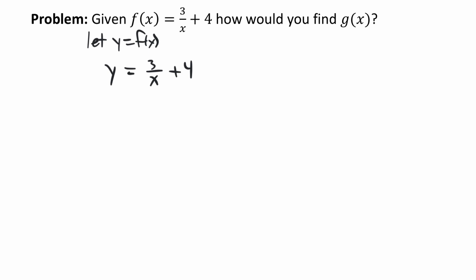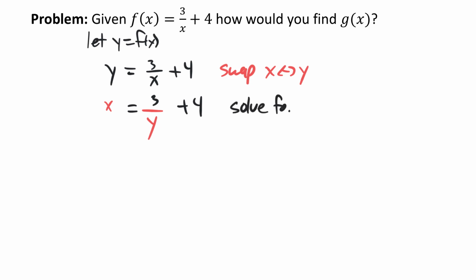And then what we need is the function that's the complete opposite of this function. In other words, we're going to swap x and y. So we're going to have a new equation: y equals 3 over x plus 4 is now x equals 3 over y plus 4. We swap those x and y. And now we're going to do our basic solve for y. Normally we have a y equals, and because we swapped it around, we don't have a y equals anymore. So let's try to get y equals.